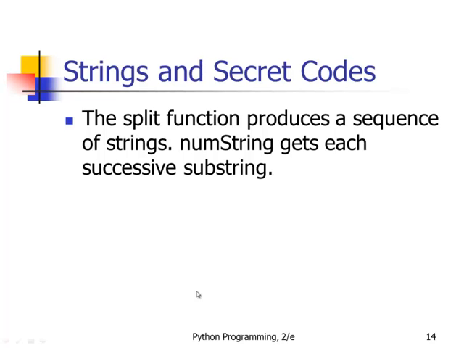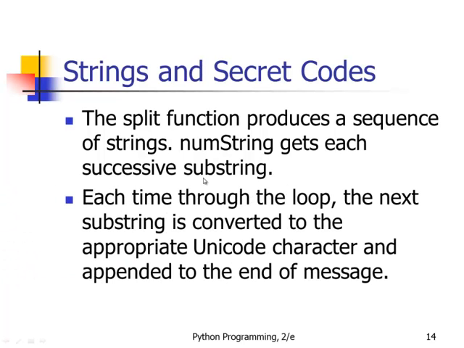So the split function produces a sequence of substrings or strings. Each time through the loop, the variable gets each successive substring. So each time through the loop, the next substring is converted to the appropriate value.